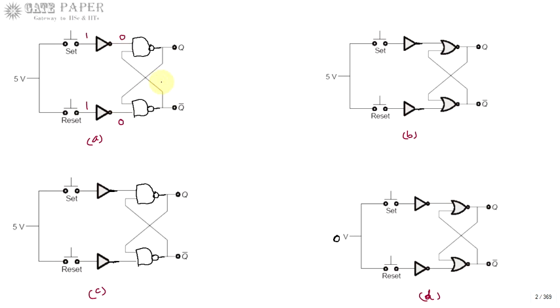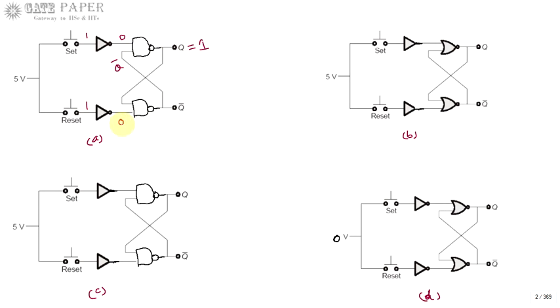Then 0 into q bar. 0 into q bar is 0, 0 into something is 0. 0 bar is nothing but you will get 1. So q will be 1.